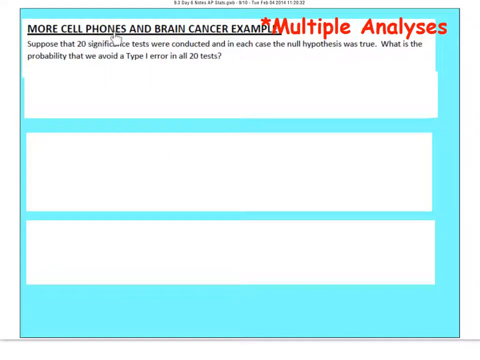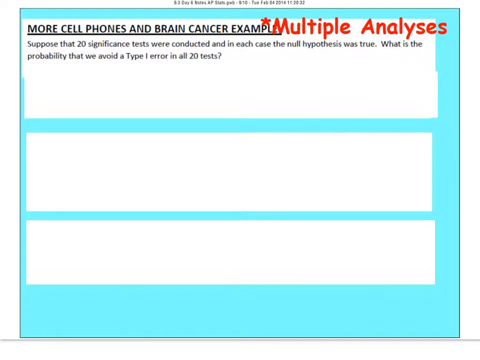In this one here, the cell phones and brain cancer example, it says, suppose that 20 significant tests were conducted and in each case the null hypothesis was true. What is the probability that we avoid a type 1 error in all 20 tests? First of all, be careful that the null hypothesis was true. Well, if they have their population, they can say that, but we never say it was true. They're basically saying they can't reject the null hypothesis. But this is a good question about the probability to avoid type 1 errors.